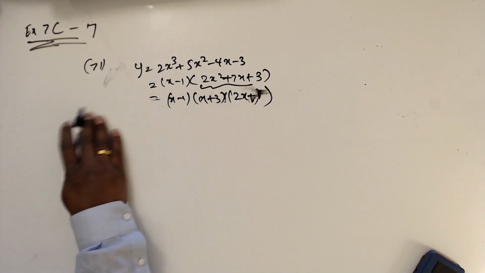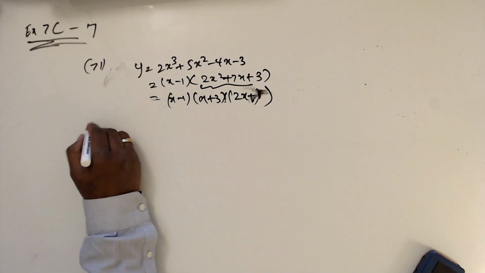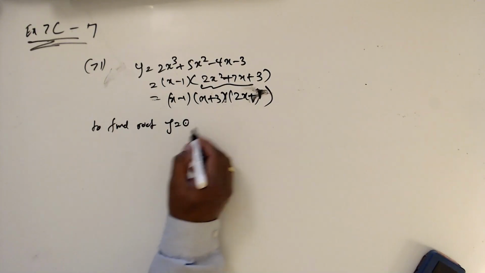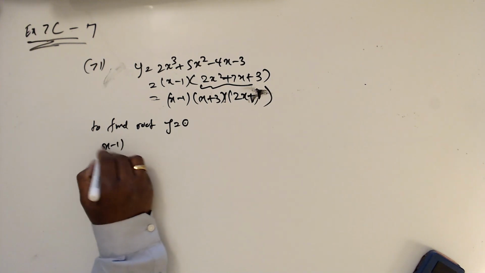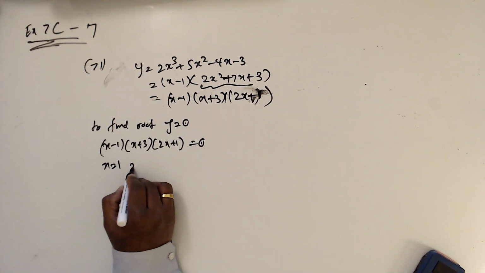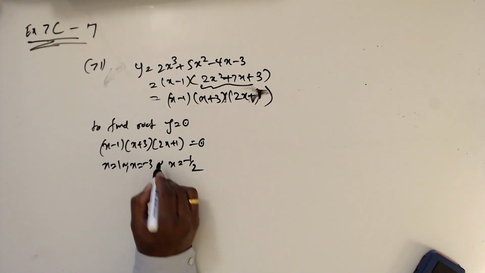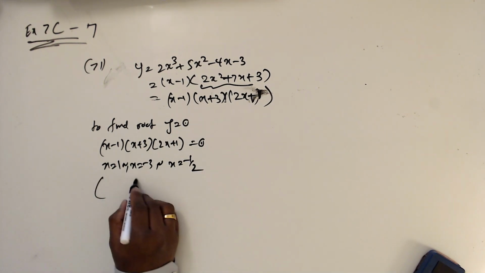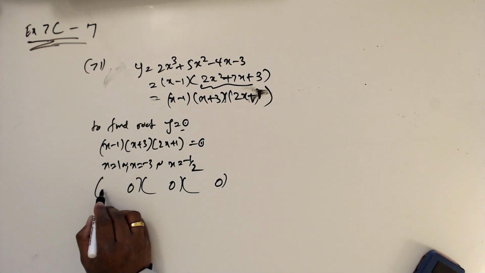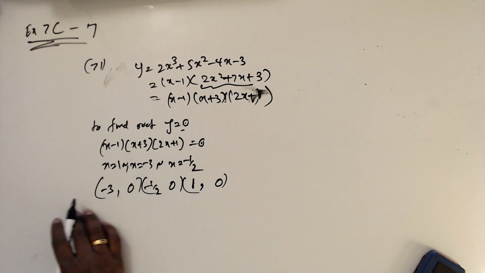Now I have fully factorized. Now we want to draw the curve. So how do we do the curve? We want to find the roots. To find roots, we make y equal 0. When y equals 0, x minus 1, x plus 3, 2x plus 1 equals 0. Then x equals 1, x equals minus 3, or x equals minus half. We know y equals 0 already, so the coordinates are minus 3, minus half, and 1. So those are the roots.